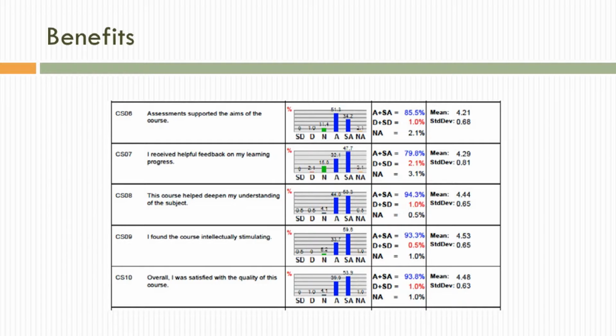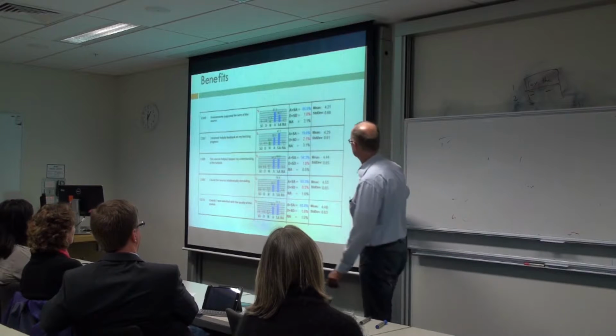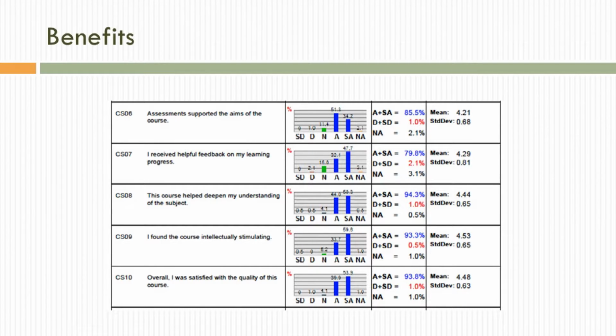We used to do it. I don't know how it's going to work out under the new regime, but we used to do it on paper, and we would choose a class towards the end of the course, so that you can see that. Where's the feedback one? This one here, 79.8. That's quite nice, isn't it? And overall satisfied with the quality of this course, 93.8.